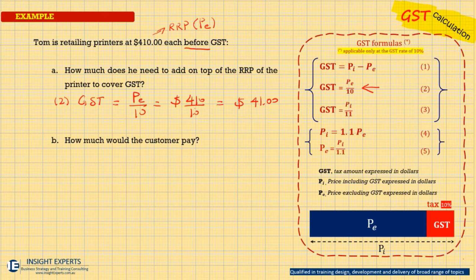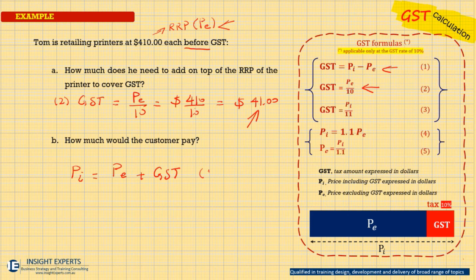Now, question number B, how much would the customer have to pay in total? Well, the customer would have to pay the retailer share plus the taxpayer share. So in other words, the price including GST is the PE plus the GST amount. That's one way of doing it. So that's actually using equation number 1, but rearranging it to make PI the subject.